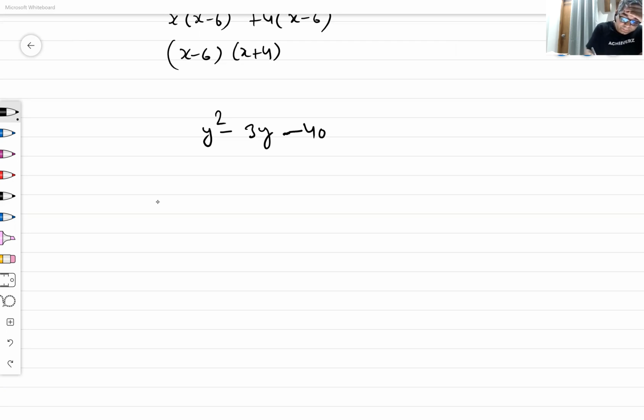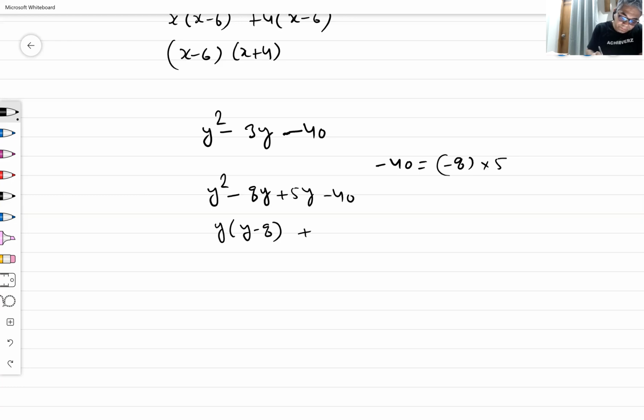All right. Minus 40 is equal to minus 8 into 5. So y square minus 8y plus 5y minus 40. So that gives me y minus 8 plus 5 times y minus 8. I can take y minus 8 as common. So I am having y plus 5. Is that okay? All right. Yes, very true.